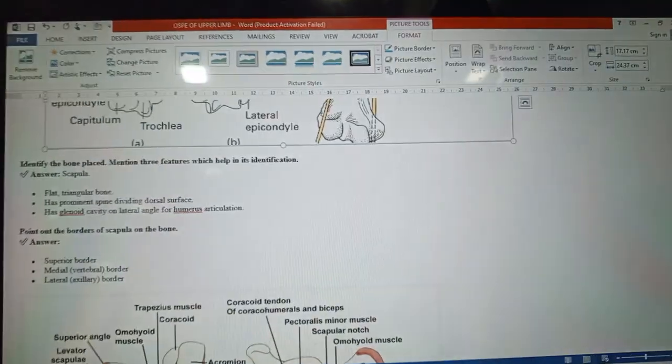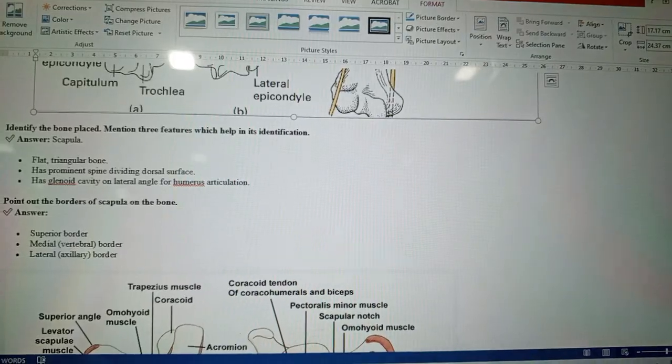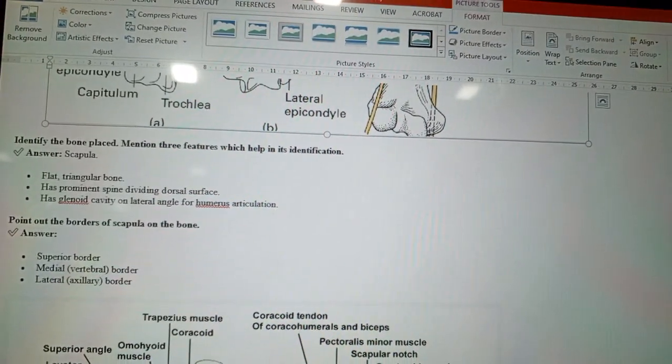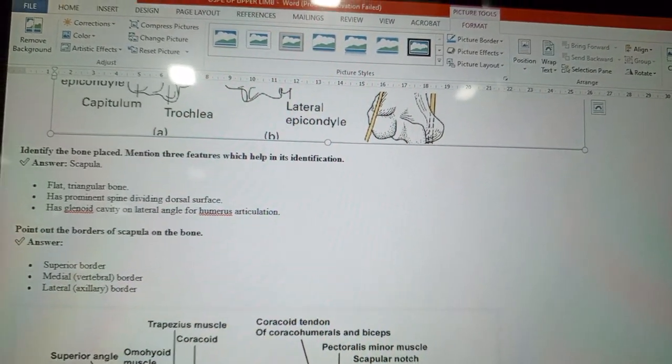Identify the bone. Another bone can be given to you, that can be either scapula. It is a flat triangular bone. It has a prominent spine dividing the dorsal surface. It has a glenoid cavity on the lateral angle for humerus articulation.